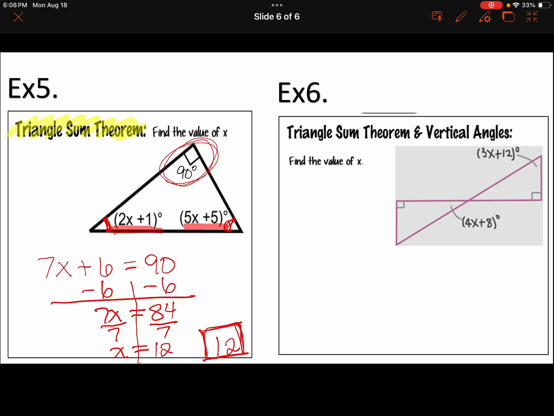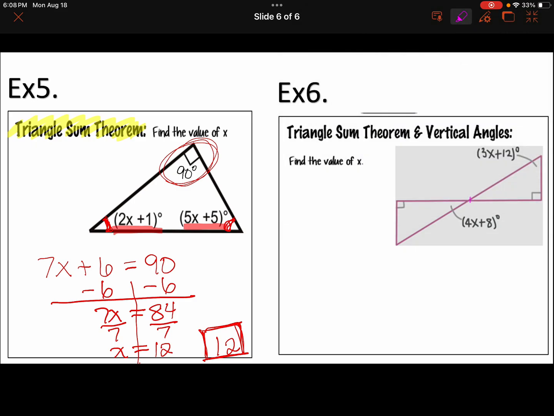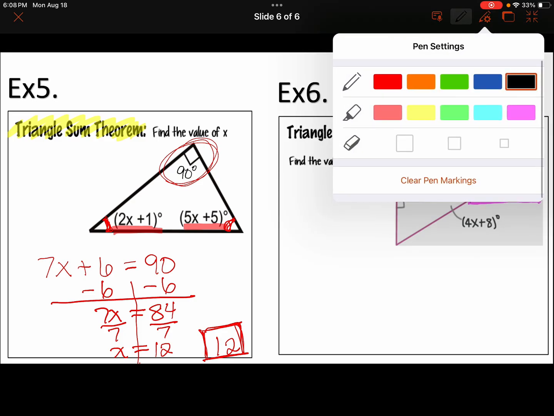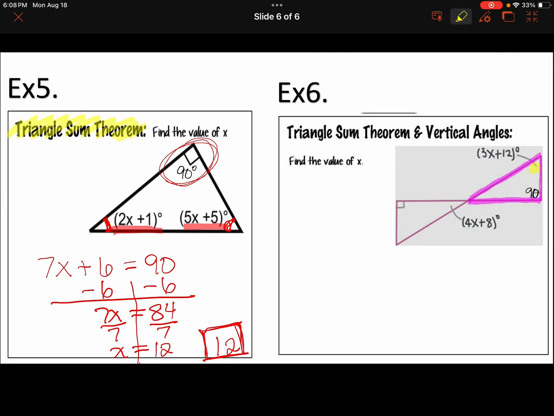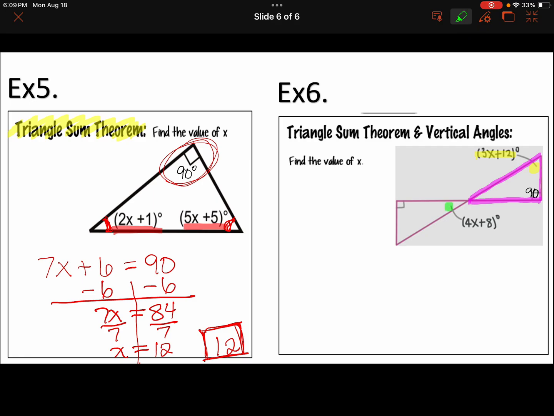All right, last one, we have triangles. So again, we know that this triangle has to add all the way up to 180. We already know that this angle is 90 degrees. And we already know that this upper angle is 3x plus 12. So then I have this angle right here, 4x plus 8. And I know that this bottom angle down here, those are vertical. So now I know that angle.